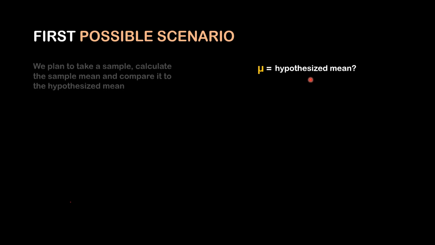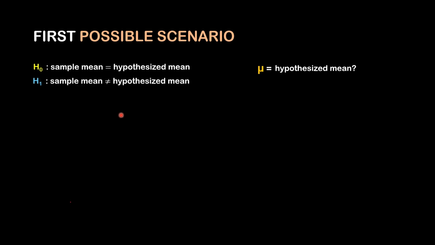Now let's say we have a population under study whose population mean is unknown. We don't know the population mean, perhaps because the population is huge and we cannot compute the mean nor the standard deviation. But we have a hypothesized mean that is believed to be the actual population mean. And yet we need to prove this statement. So we plan to take a sample to calculate the sample mean and to compare this sample mean to the hypothesized mean. We define the following statements.